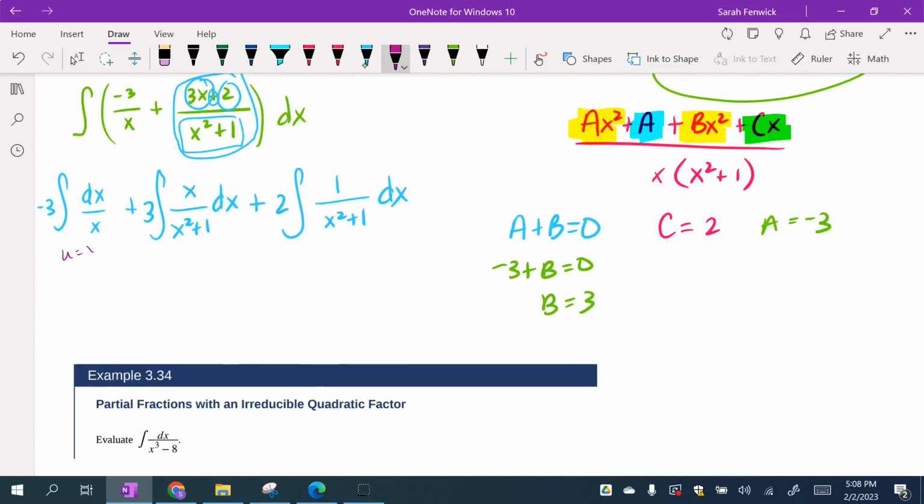Here, if u is x, then du is dx, and this is negative 3 ln x, plus, if u is x squared plus 1, du is 2x dx, 2 there, 1/2 there. So we have 3 over 2 ln x squared plus 1. Plus, on this one, the 1 over x squared plus 1.